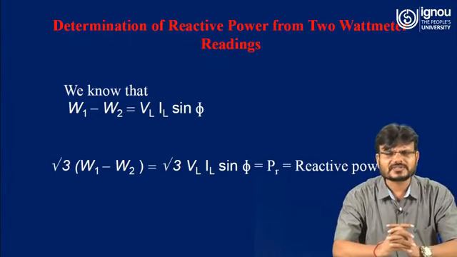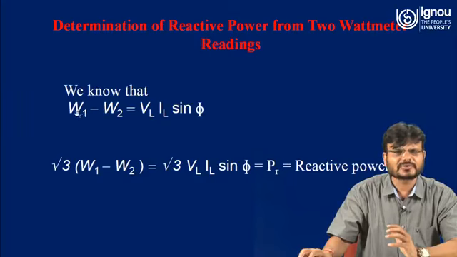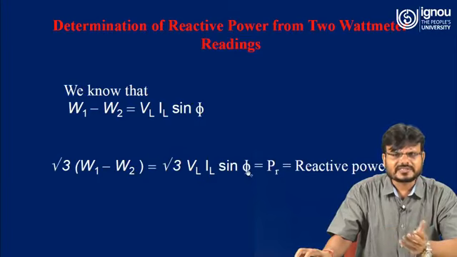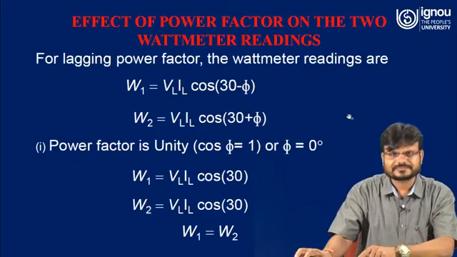Now we are going to discuss determination of the reactive power from the 2 wattmeter reading. As you know, W1 minus W2 is equal to VL IL sin phi. Just multiply by root 3 on both sides, left hand side and right hand side. So it can be written as root 3 (W1 minus W2) is equal to root 3 VL IL sin phi. This root 3 VL IL sin phi is nothing but the reactive power.